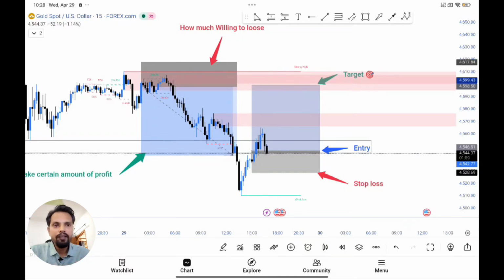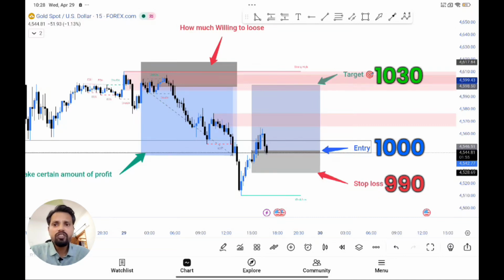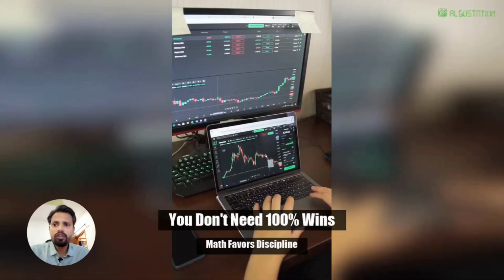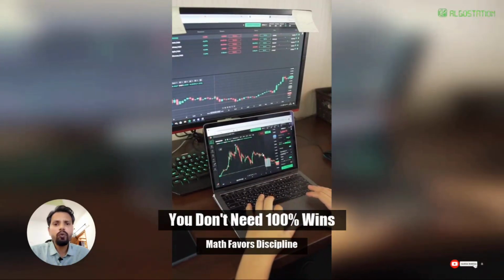Let's take a real example. Suppose you enter a trade at price 1000. You place your stop loss at 990. That means you are risking 10 points. Now suppose your target is 1030. That means you are aiming to gain 30 points. So your risk is 10 and your reward is 30, which gives you a risk to reward ratio of 1:3. And setups like this are what professional traders look for. Not random trades, not emotional trades, but structured trades with calculated risk.